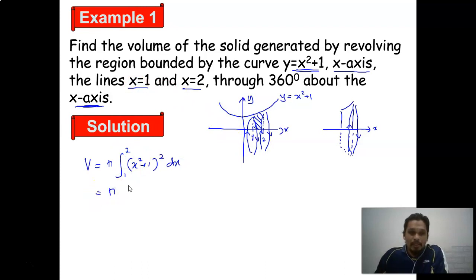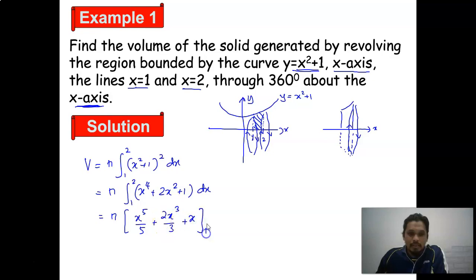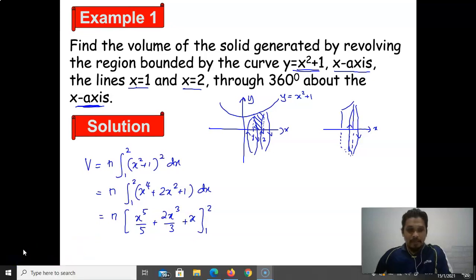Now, we need to expand this first. It comes out as pi times the integral of x to the power 4 plus 2x squared plus 1 dx from 1 until 2. Then integrate with respect to x term by term. We get x to the power 5 divided by 5, plus 2x cubed divided by 3, plus x, from 1 until 2.